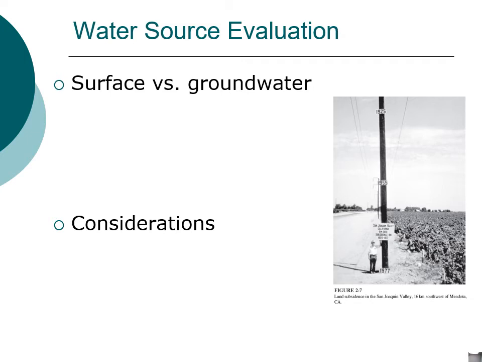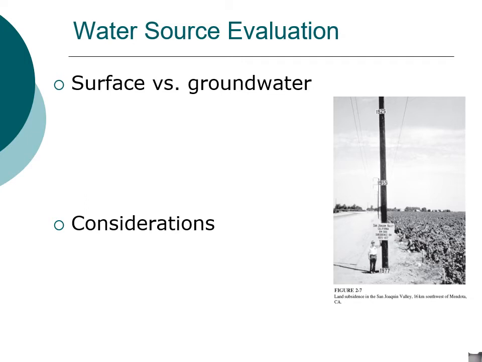And that has to do with the fact that typically you can't produce sufficient water for a large city like Los Angeles, like New York City, like Chicago, from groundwater. So we use surface water.